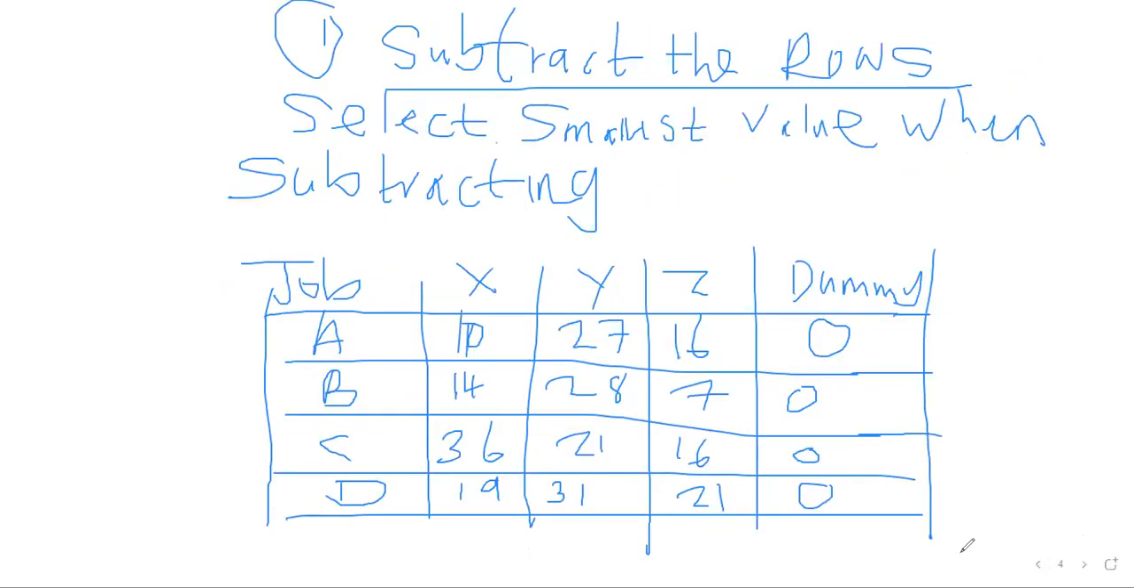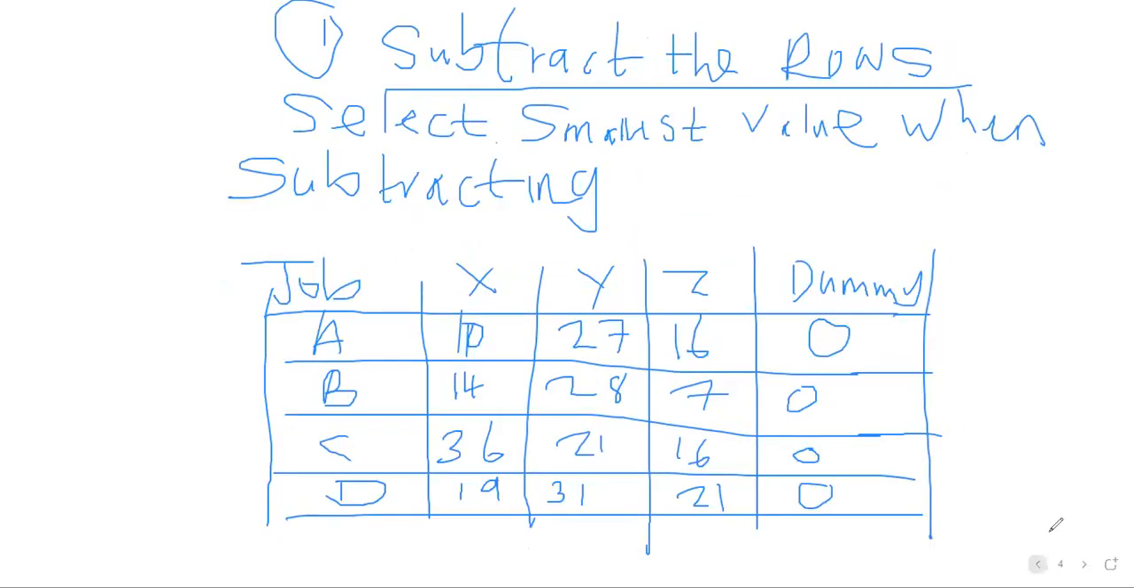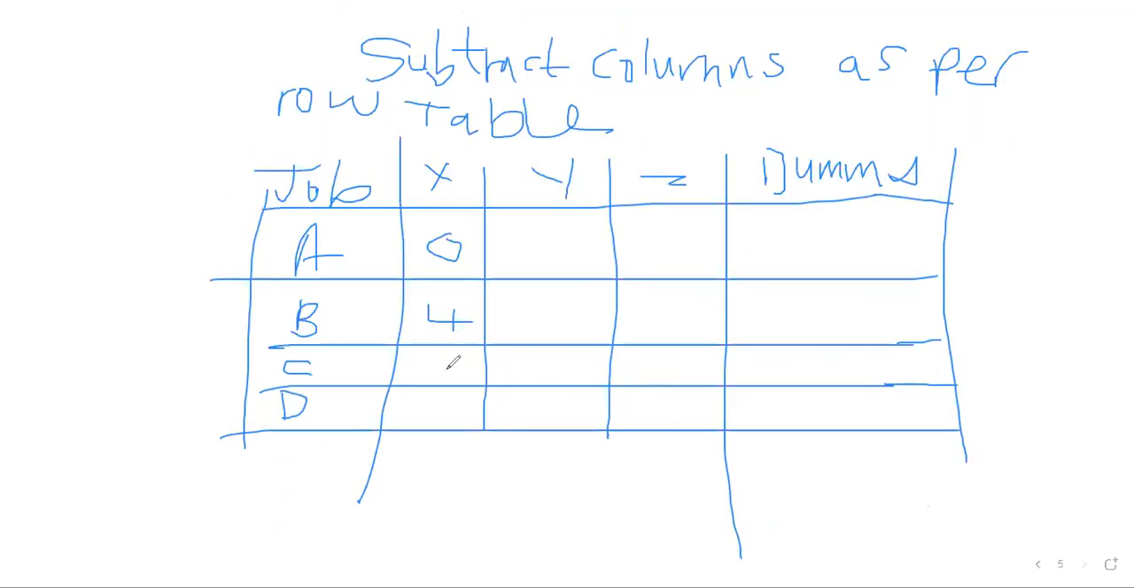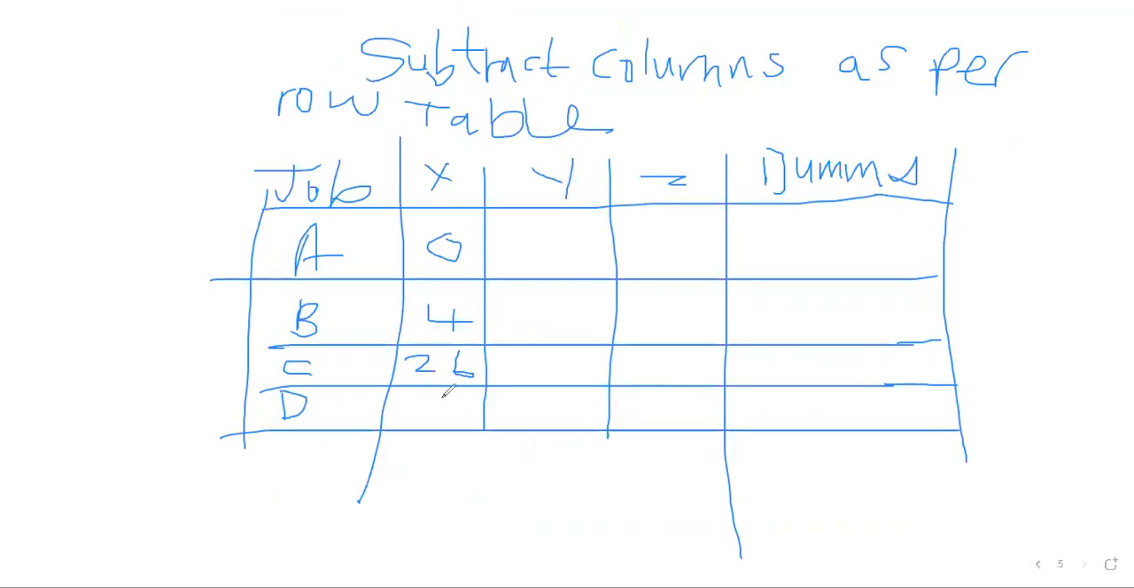Here it will be 4. Then here it will be 26. Then here it will be 9. All right, so this is about what we're having.